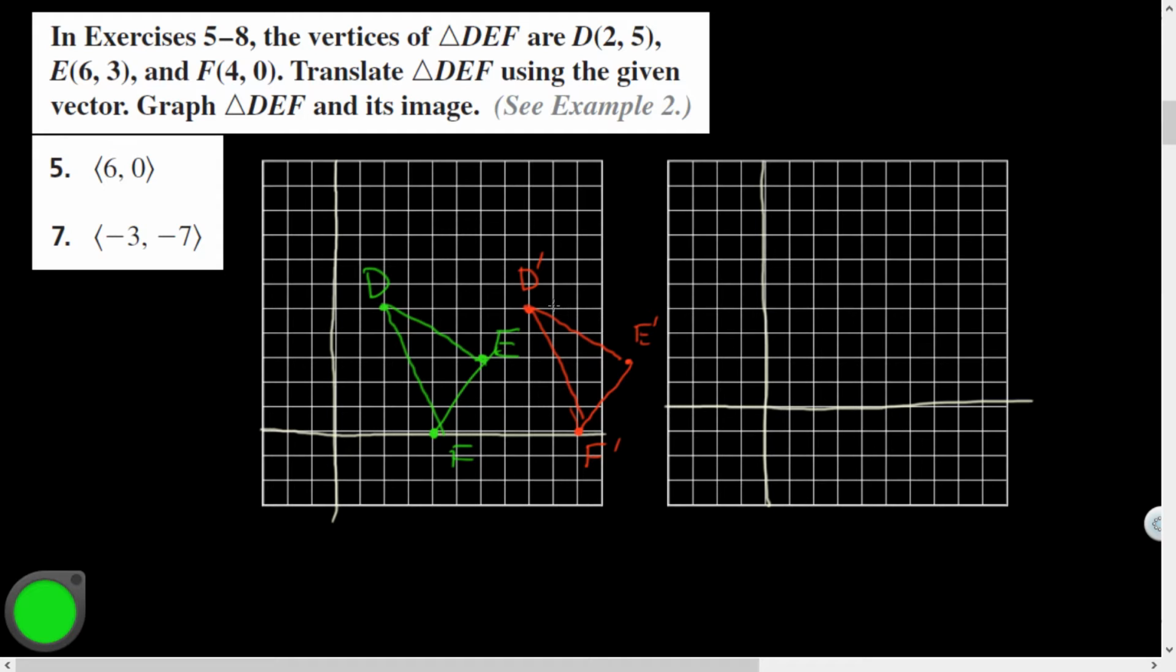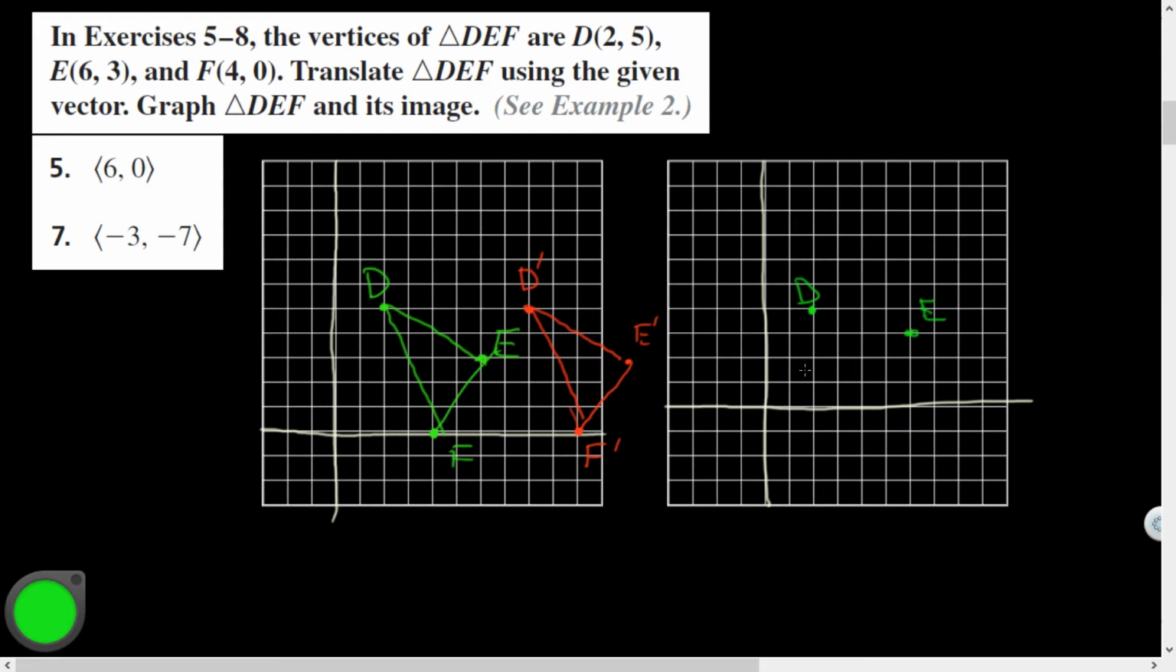Good point. All of these corresponding segments, if I imagine those as lines, would be parallel to the original. Good point, yeah. Let's plot D again. I should have just copied and pasted it. What was this? 6, 3, so over 6, 1, 2, 3, 1, 2, 3.